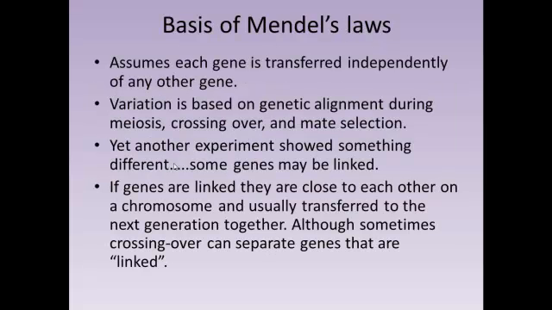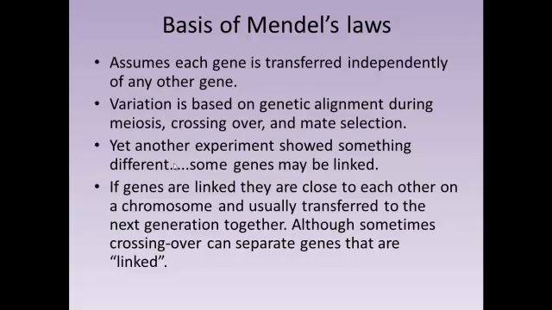Okay. So we've talked about Mendel. You saw in the other video that it assumes each gene is transferred independent of any other gene. So flower color was transferred independently of seed color, independently of pod shape, independently of plant size, and so on. We were able to look at how these genes are inherited individually because of the processes of crossing over and how the chromosomes align during meiosis.